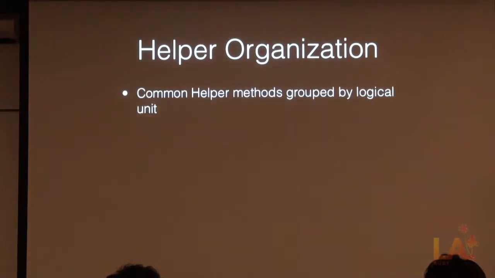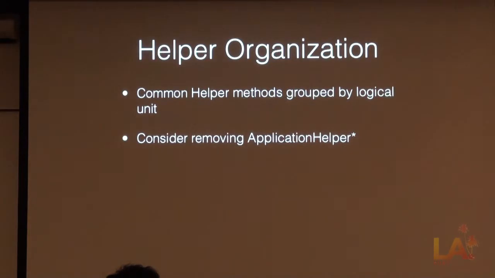All right, so common helper methods should be grouped by logical unit. And I would say to consider removing the application helper to guide that. Application helper is yet another one of those code sinks. This needs to go, I don't know where this needs to go, so I'm going to throw it in an application helper because everything needs it, and the code goes there and it dies.